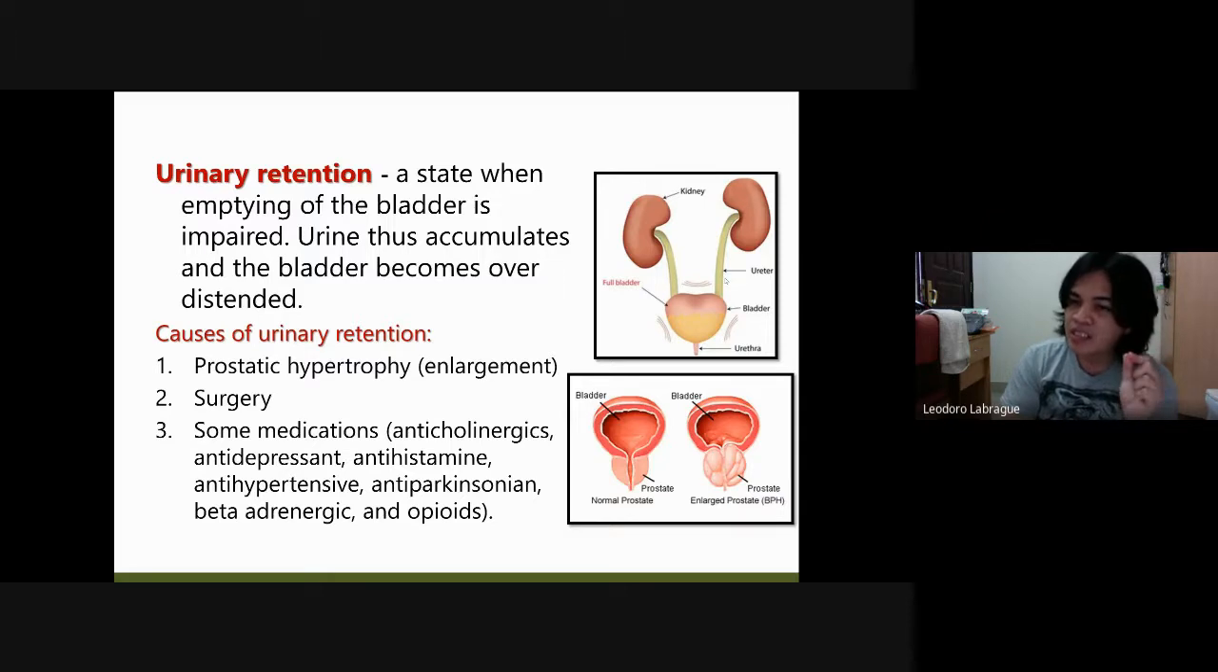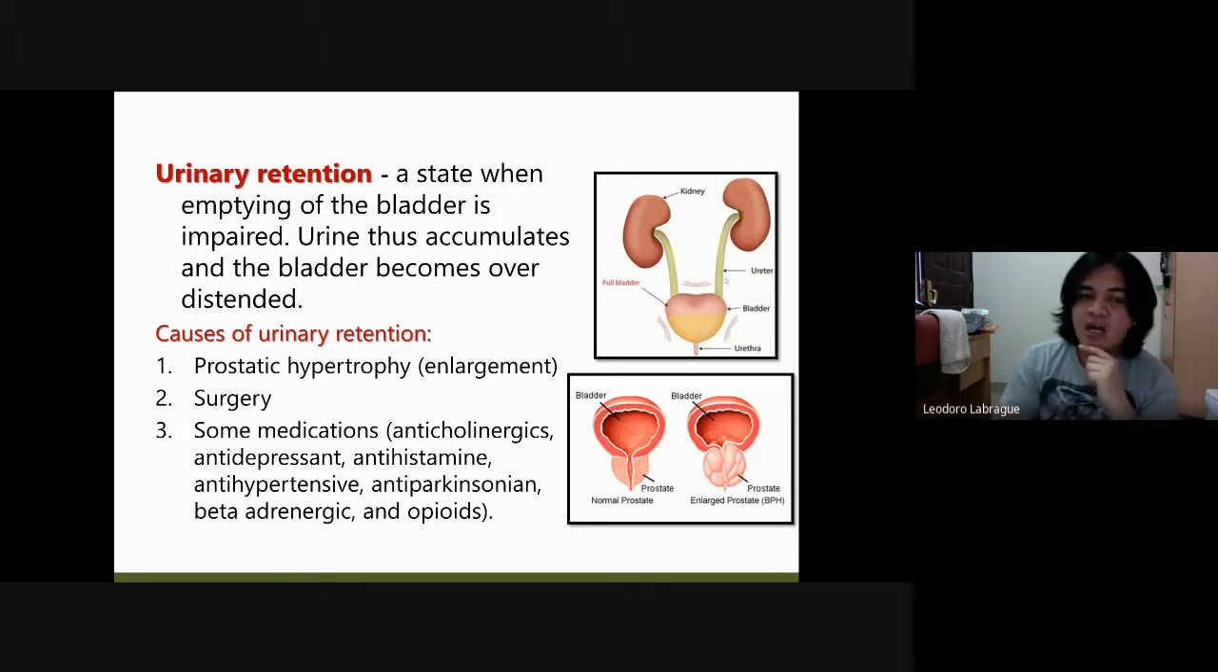Surgery is also a cause. Why? Because anesthesia can actually affect the functions of the bladder. Okay. Remember, for you to be able to urinate, the bladder has to contract. But in cases of surgery, because of anesthesia, the contraction of the bladder is also affected. That's why the patients might have urinary retention.